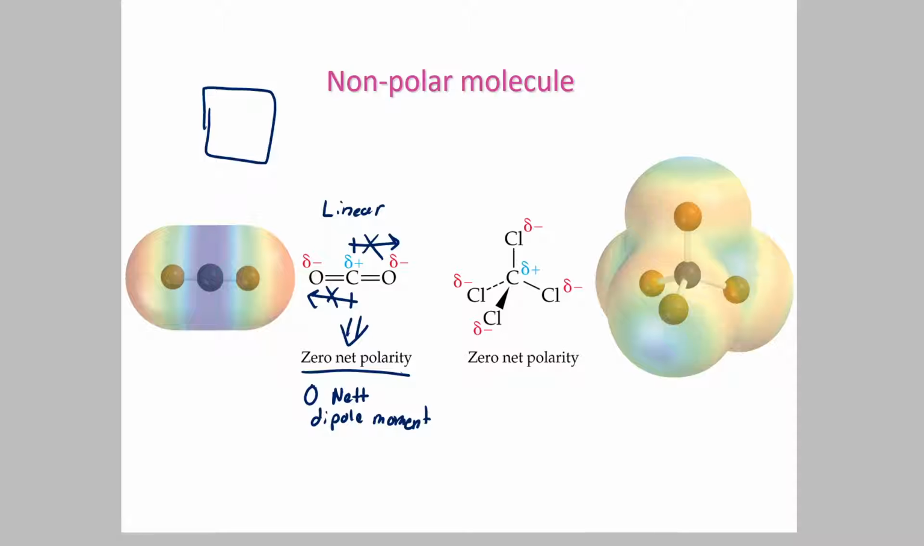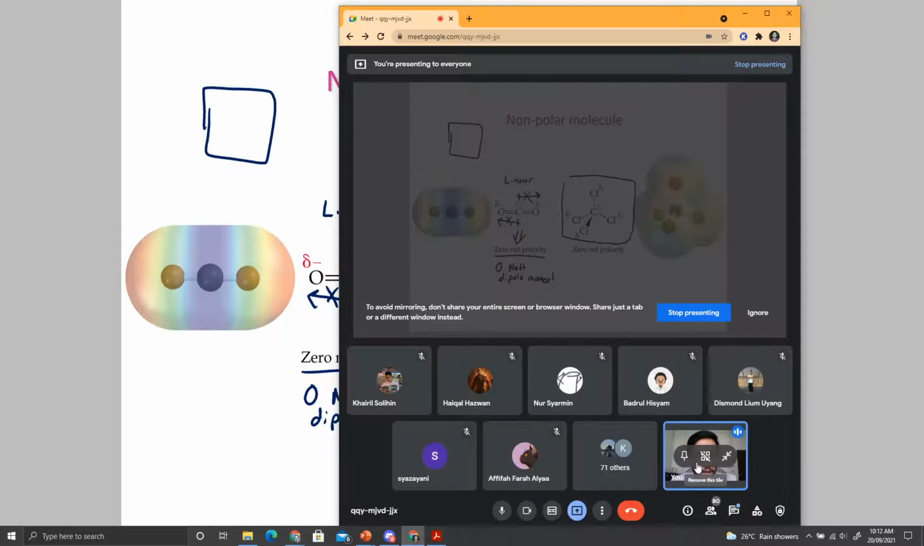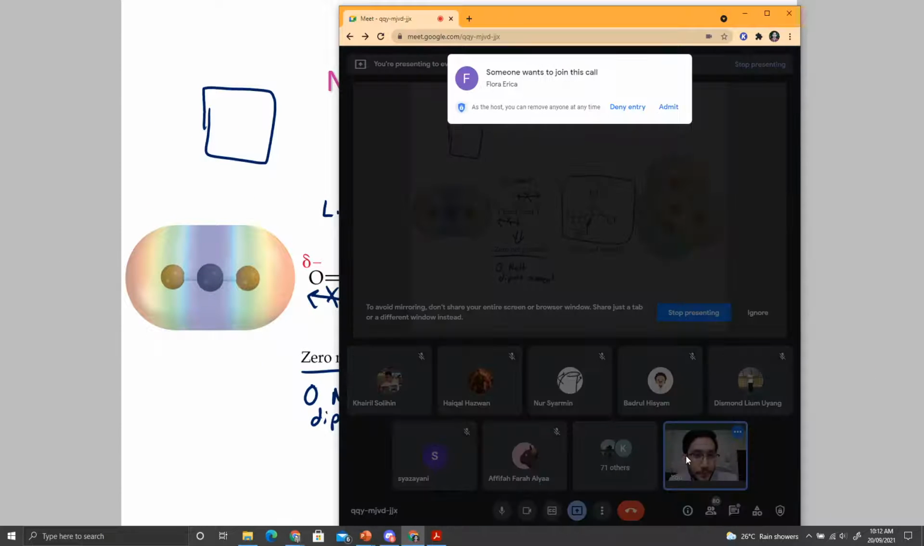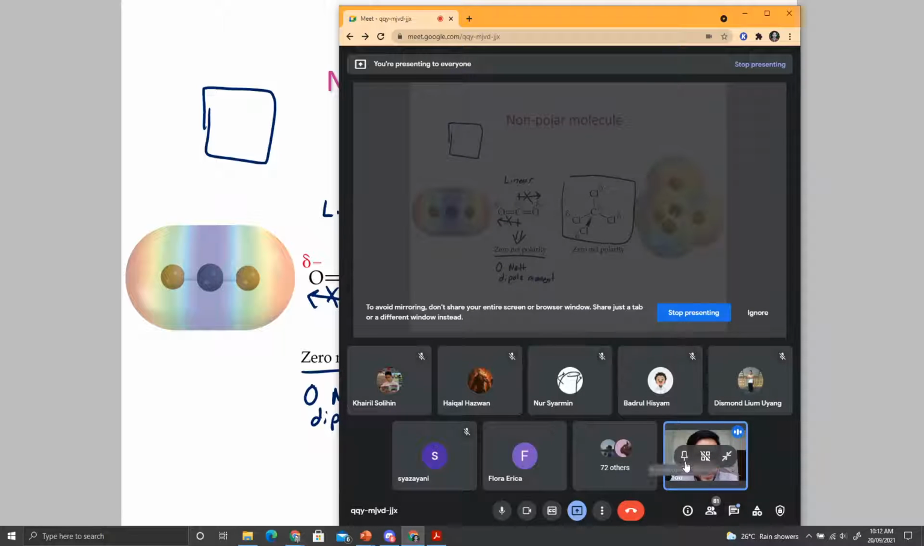Okay. Contoh macam this is a bit hard untuk visualize. A tetrahedral. Kenapa dia have a zero net polarity? So mana my tetrahedral ni? So tetrahedral, boleh nampak ke my screen? Kalau you guys boleh tengok my screen.